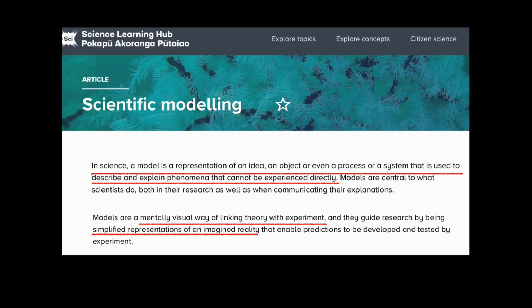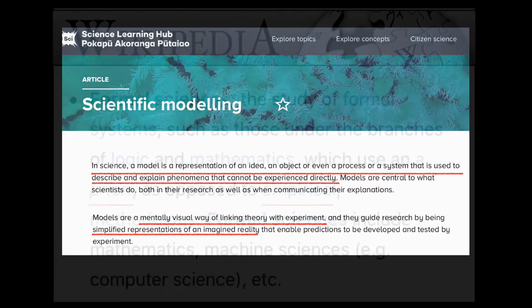Scientific modeling. In science, a model is a representation of an idea. I want the physical world. I don't want an idea. An object or even a process or a system that is used to describe and explain phenomena that cannot be experienced directly. Well, if I can't experience it directly, is it a phenomena? Models are a mentally visual way of linking theory with experiment. And they guide research by being simplified representations of a what? Of an imagined reality. Not phenomena, not dependent variable.